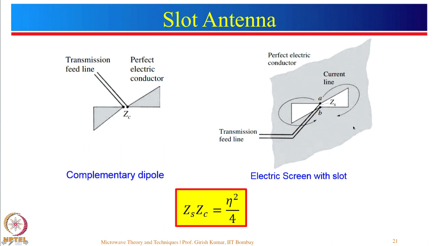So this is nothing but a complementary antenna of the dipole antenna. There is a relation between the input impedance of the dipole antenna and the slot antenna, which is given by this particular expression. I just want to mention how this expression comes into the picture.